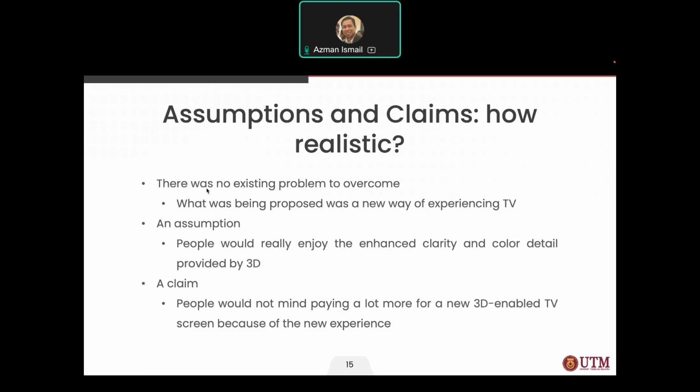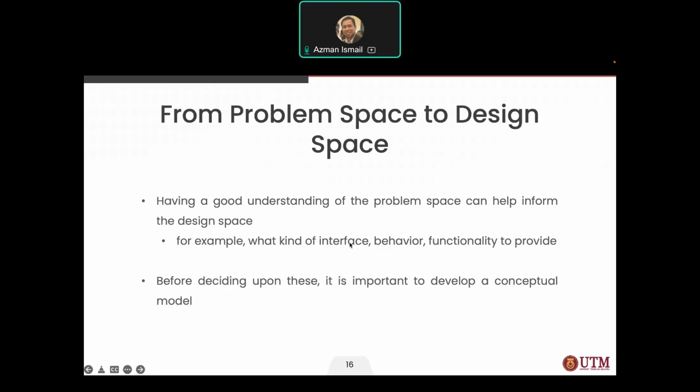If you look into the slide here, there was no existing problem to overcome. What was being proposed was a new way of experiencing television. And the assumption was that people would really enjoy the enhanced clarity and color detail provided by 3D. So is it true? Maybe not true in some cases, maybe it's true, but in reality, people feel awkward when they have to wear spectacles or third-party devices in order to see the television in 3D. That is currently happening.